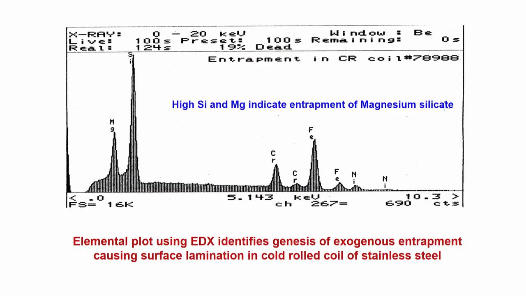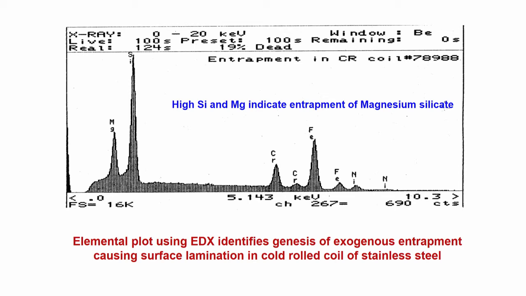Yeah, I have been talking about this: suppose there is an exogenous entrapment in a defect area and you want to know what the constituent is, what the elements present are. First you have to know what the elements present are, then only can you know what the constituents present are. So, this is a typical example of energy dispersive analysis of an exogenous entrapment.